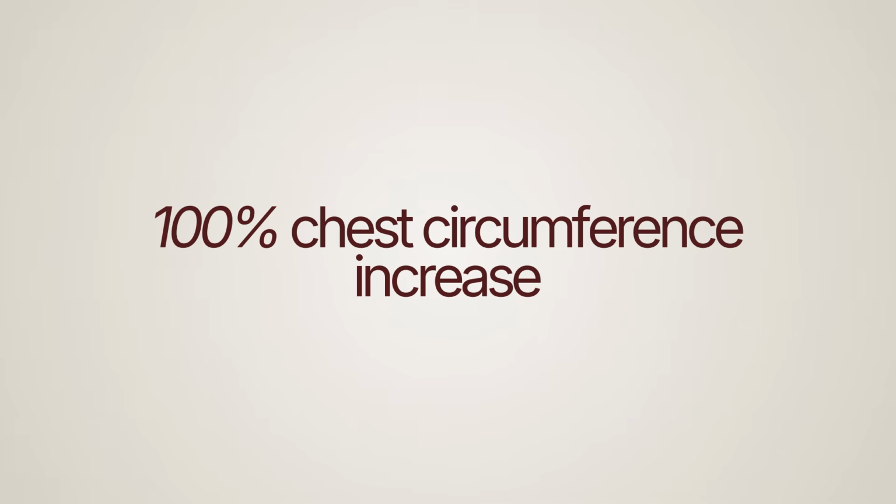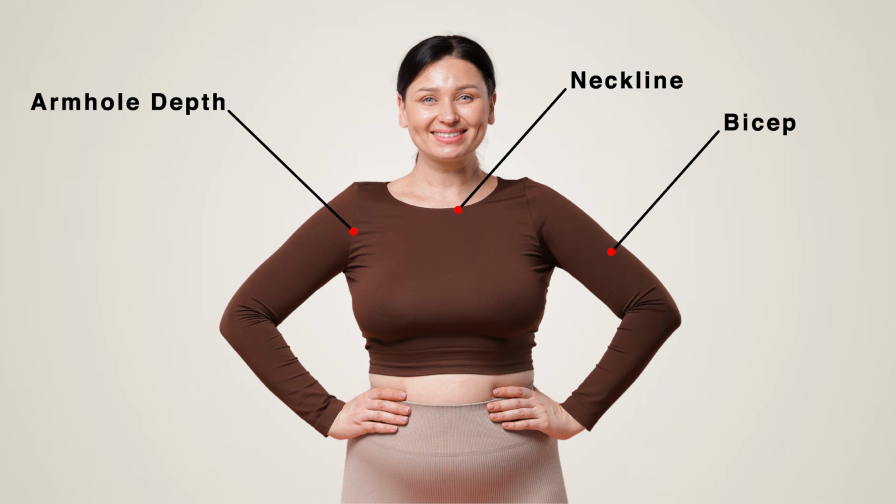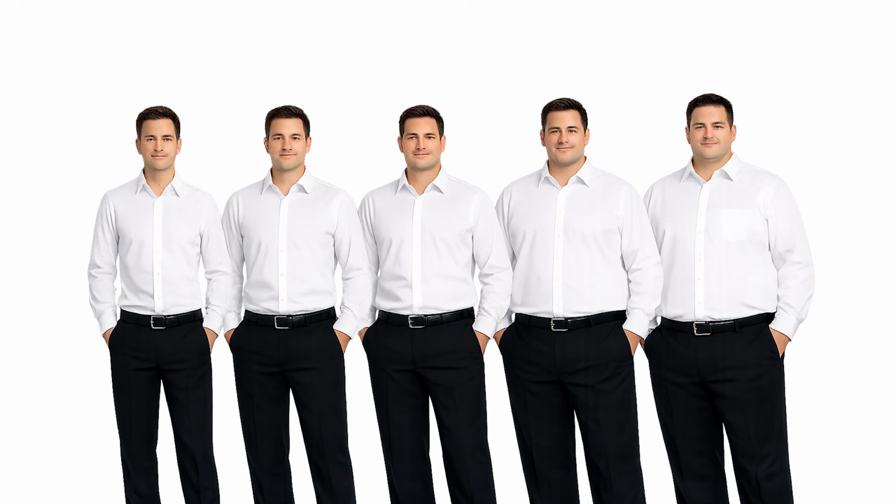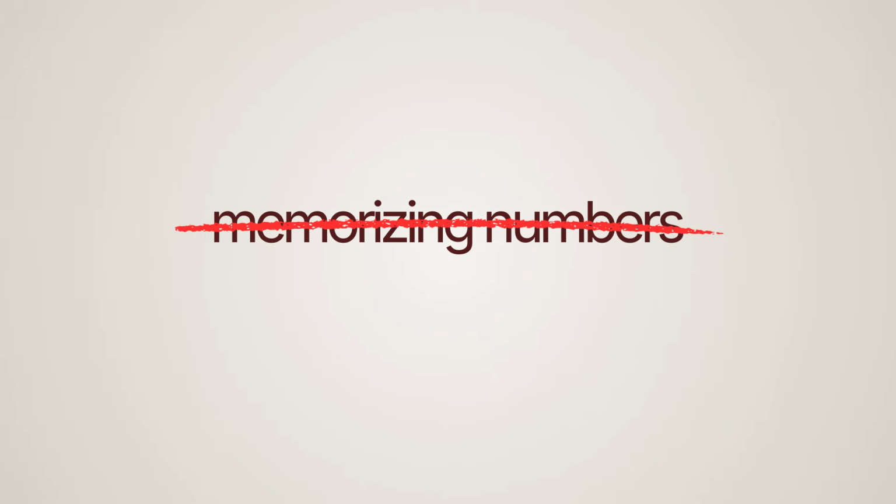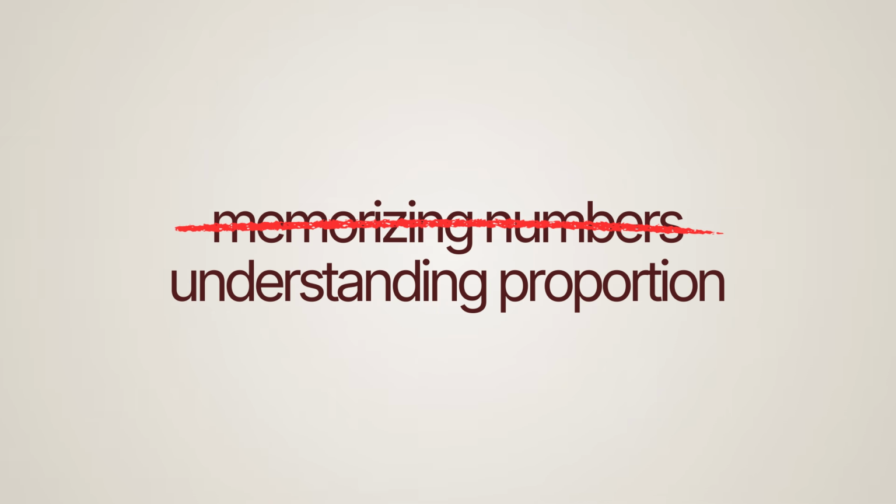One thing I really want you to focus on is ratio. If we take the chest circumference increase as 100%, the key question becomes, what percentage should the neckline, bicep, armhole depth, and other measurements increase by in order to maintain good proportion as the size grows? Understanding these relationships is the most important part of grading. Not memorizing numbers, but understanding proportion. With that in mind, let's move on to today's project and start grading our hoodie.